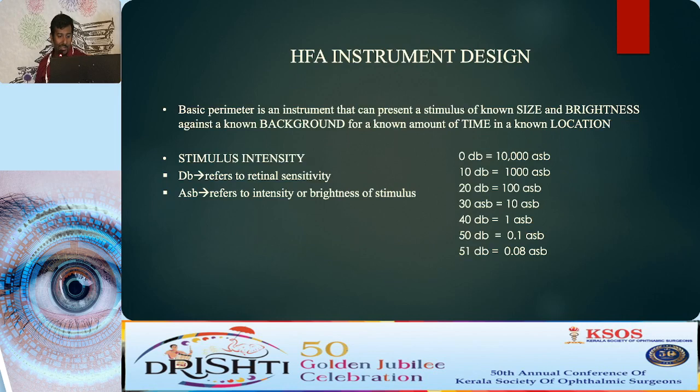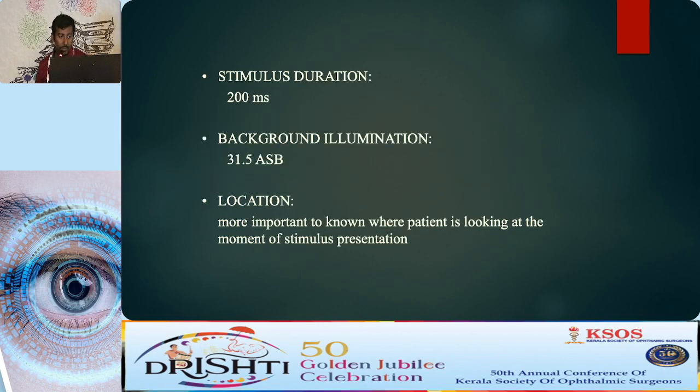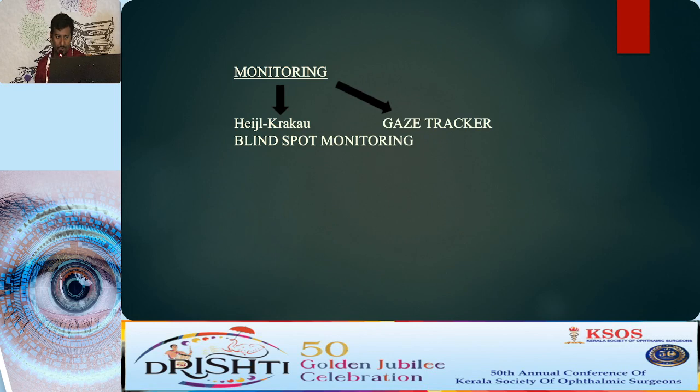And this is the instrument design of the HFA. Decibels refers to the retinal sensitivity, and apostilbs refers to the brightness of the stimulus, so they are inversely related to each other. Stimulus duration is 200 milliseconds. Background illumination is 31.5 apostilbs. And the location is important to know, where the patient is looking at the moment of the stimulus presentation.